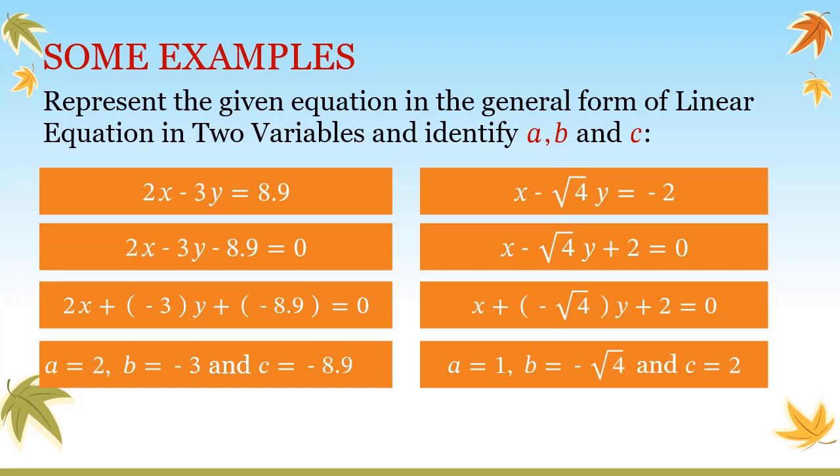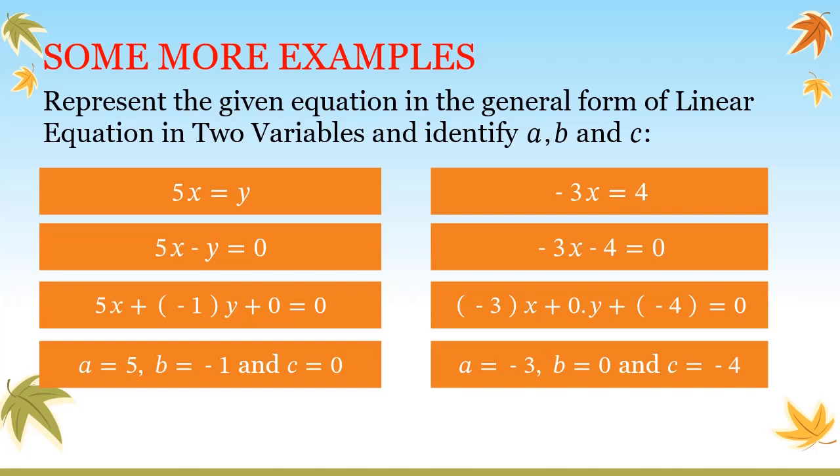Now let's have a look at another example at your right hand side. x minus root 4 y equals minus 2. Transpose minus 2 from RHS to LHS. The equation becomes x minus root 4 y plus 2 equals 0, or x plus (minus root 4) y plus 2 equals 0. So here a is equal to 1, b is equal to minus root 4 and c is equal to 2.